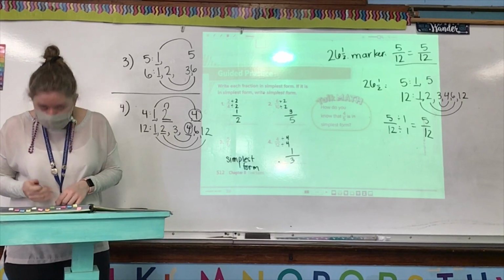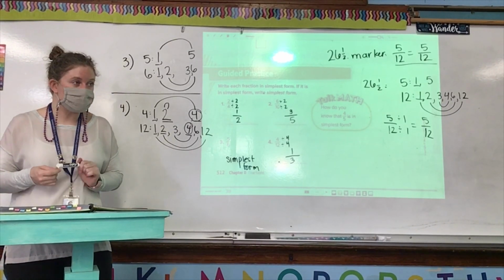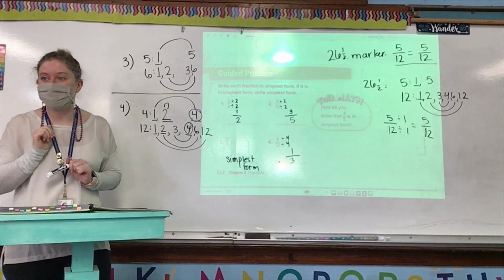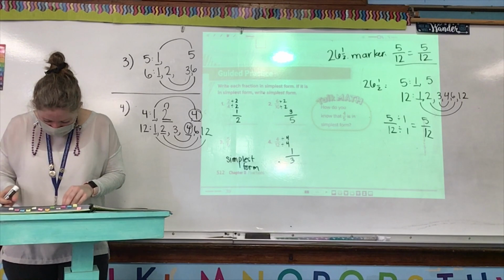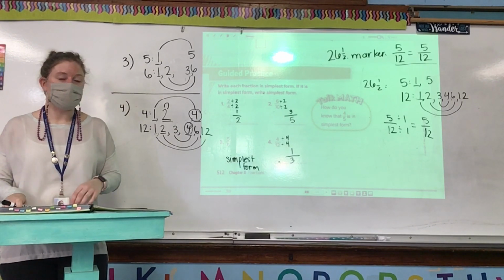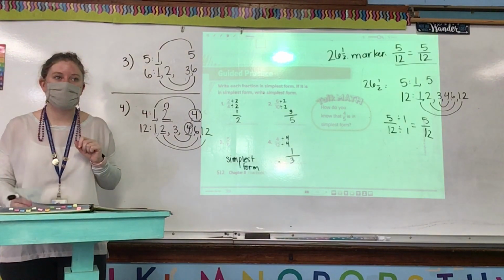Numbers 27 and 28 are word problems, so you're figuring out what's the original fraction, and then you have to do it in simplest form. Number 29 is critical thinking with numbers. You don't have to show work because you're just trying to figure out what are the clues.